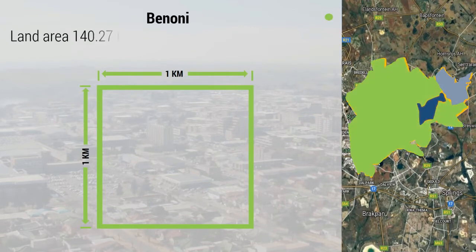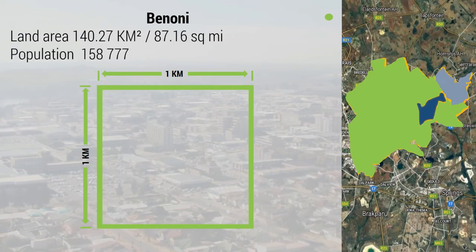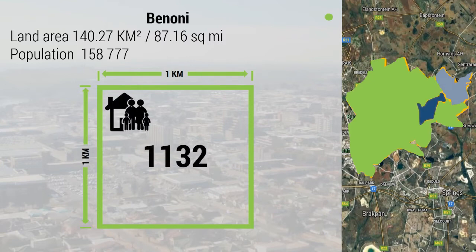The remaining 140.27 square kilometers of land area are mostly occupied by the 158,777 residents of Benoni, and the population density in this place is 1,132 people per square kilometer.